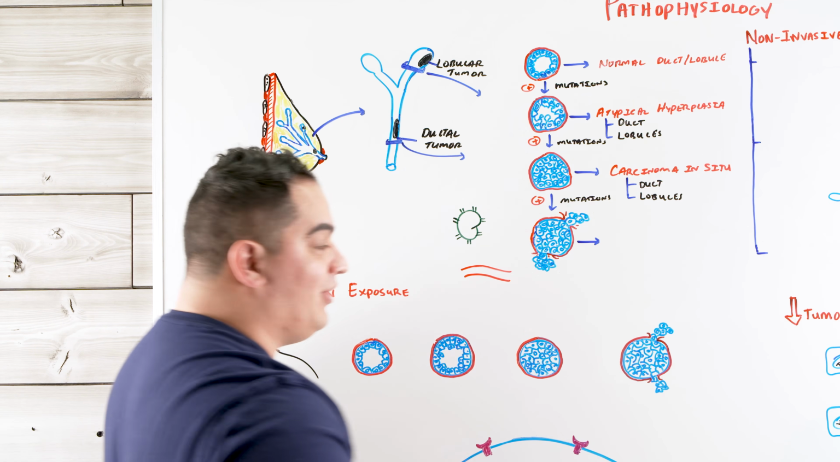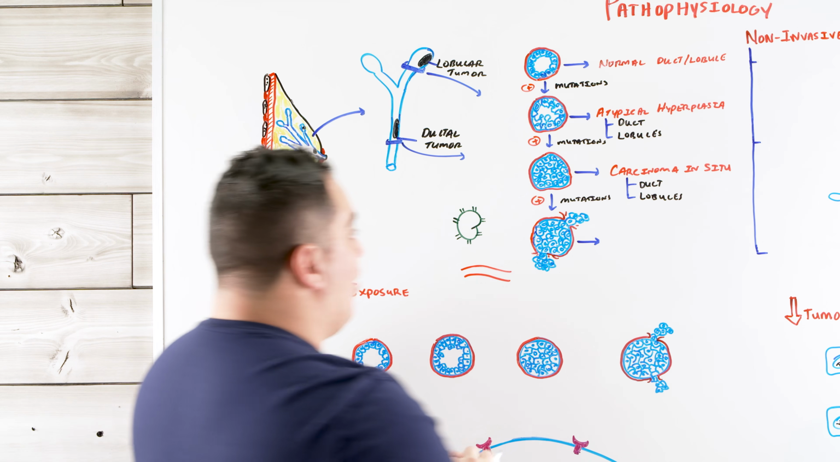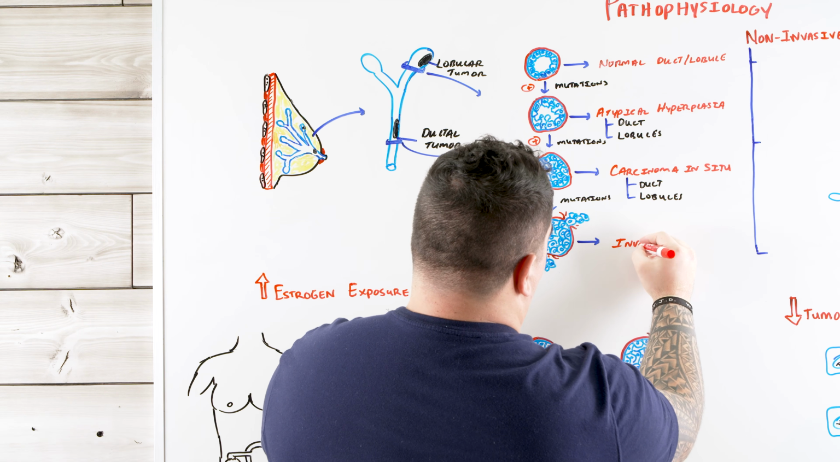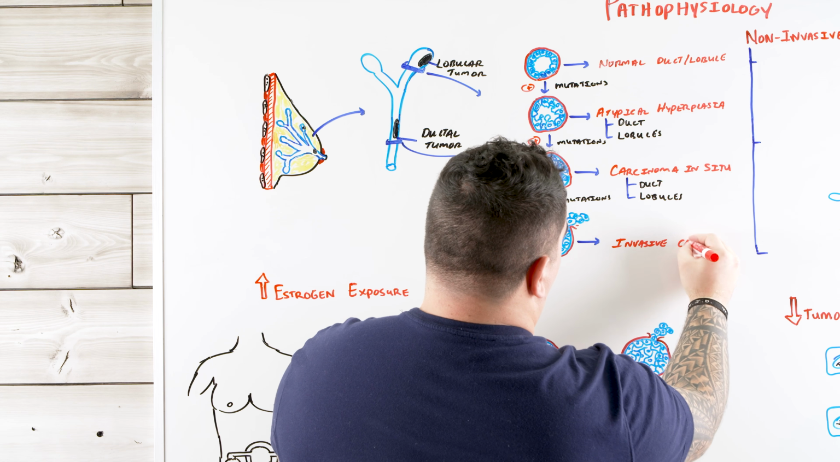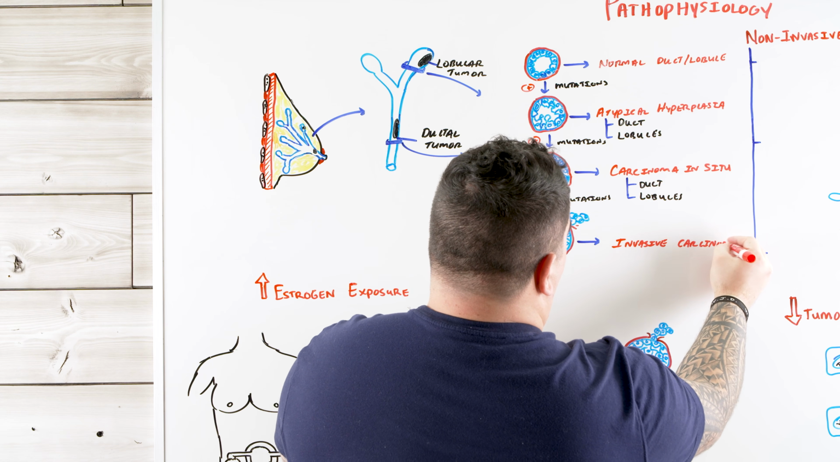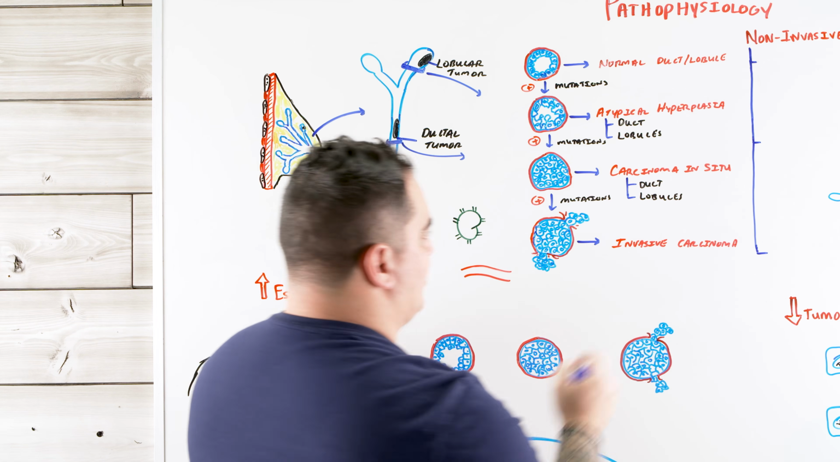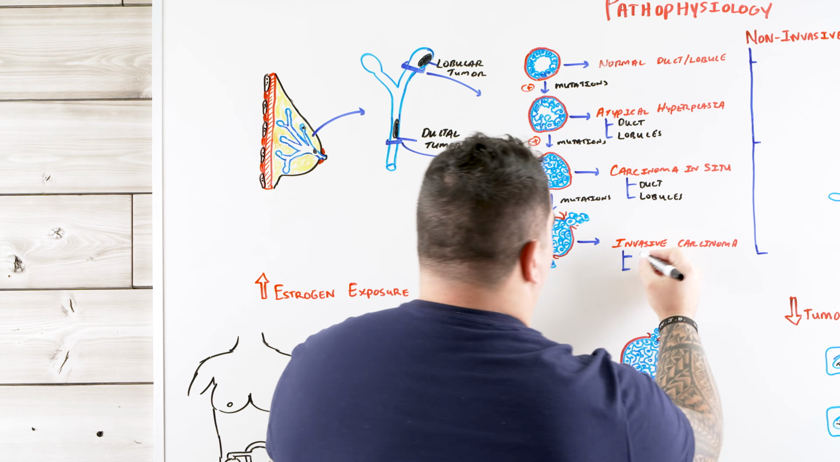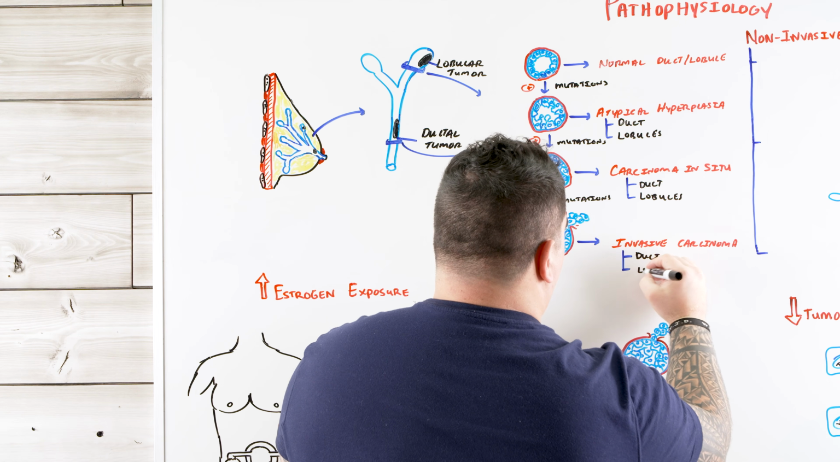At this point, this thing is invasive. This thing has the ability to spread. And this is now referred to as an invasive carcinoma. It's no longer in situ. It's an invasive carcinoma. And again, out of the two locations, where would this occur? It could be in the duct or it could be in the lobules.